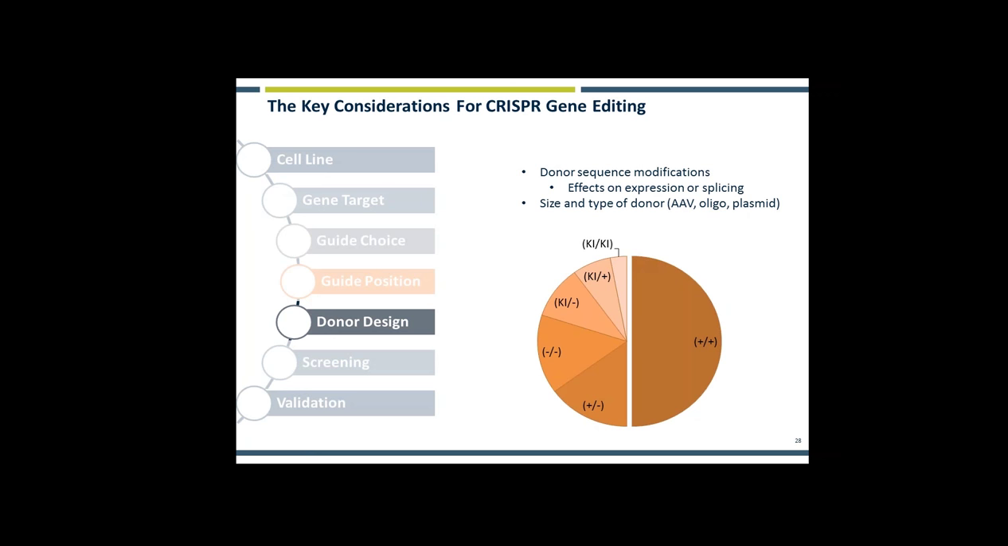And so it's really up to you to decide what would be an appropriate outcome for your particular knock-in experiment. So if, for example, it's an absolute requirement that you identify a homozygous knock-in, then you're going to have to screen more clones than if, for example, it was absolutely acceptable to identify a clone in which you had a knock-in on one allele and a disruption on the other.